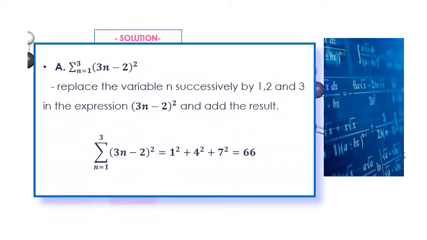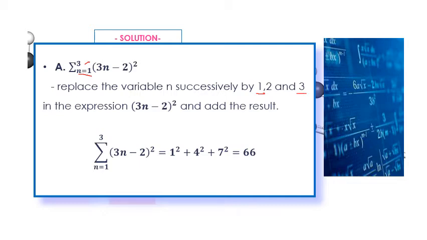So for our solution, for letter A, in order to perform the operations, we simply replace the variable n successively by 1, 2, and 3. Take note of the first term, where n is equal to 1. So let's start with 1, and then it ends with 3. Our last substitution is 3, and that is done successively.